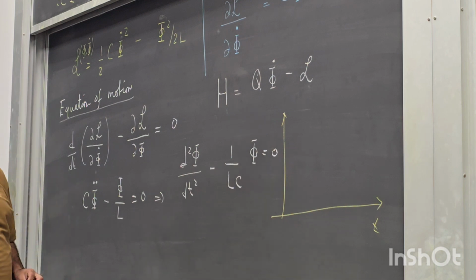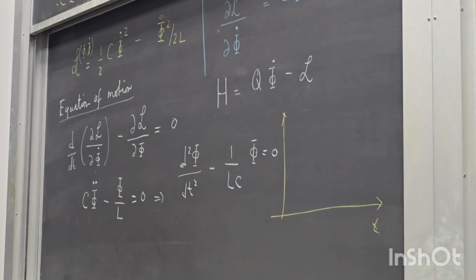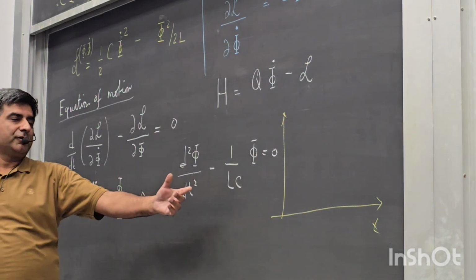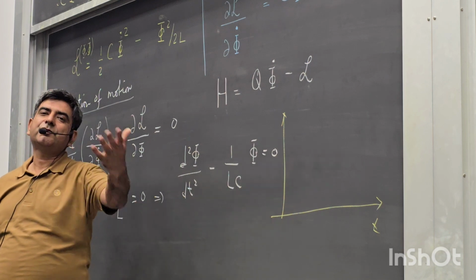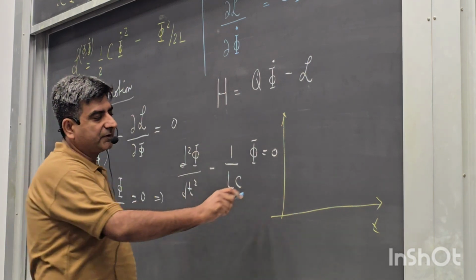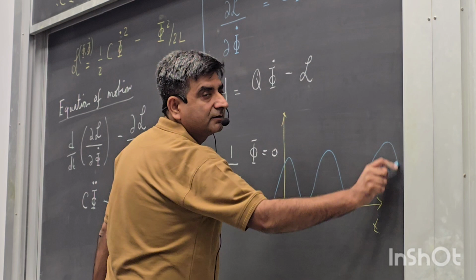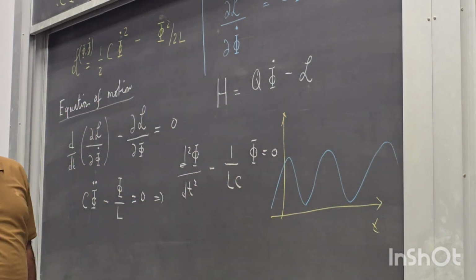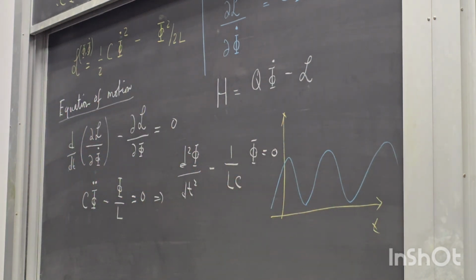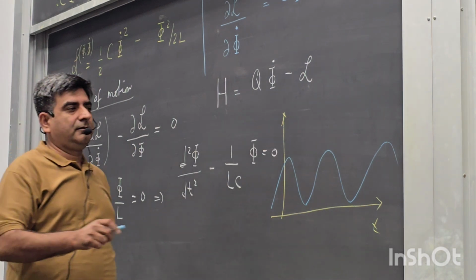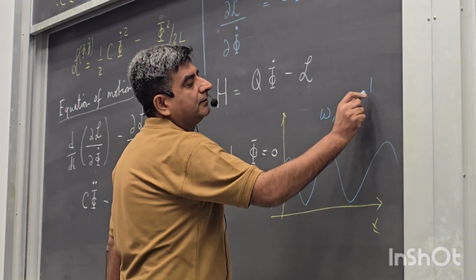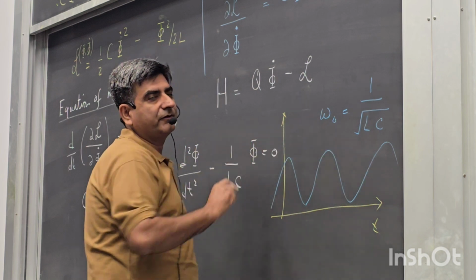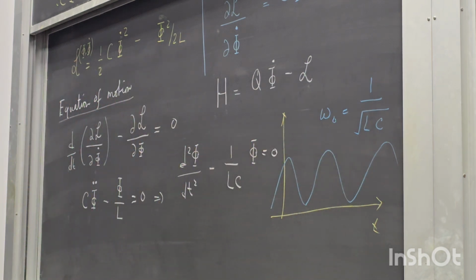What would that flux look like? Harmonic. It's a second order differential equation with a constant coefficient. So it's just going to be sinusoidal function, right? So some sinusoidal function, of course, with some phase. And what's the frequency of this oscillation? 1 over square root of LC. This is the resonant frequency of an oscillator, be it superconducting or otherwise.